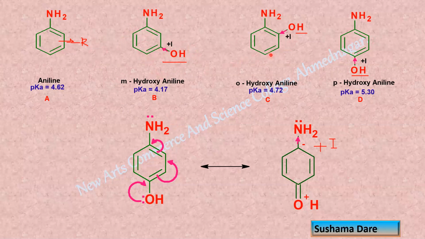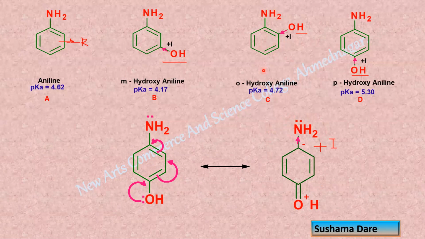But in case of ortho and para, due to the resonance effect, it increases the electron density on the nitrogen atom. So it increases the electron density on that carbon atom which is attached to the NH2 group. So in both the cases, in case of orthohydroxy and parahydroxy group, the hydroxy group increases the electron density like this. We can see here this resonance effect. It increases the electron density on this carbon atom which is attached to the NH2 group.